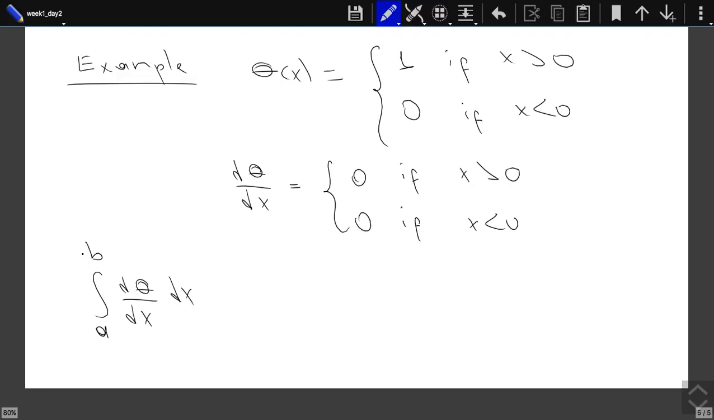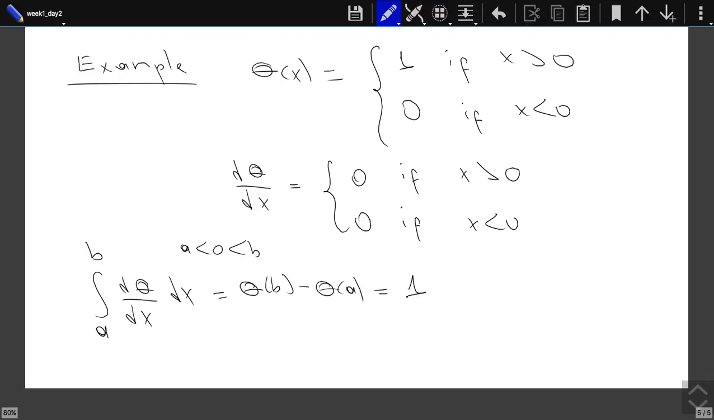Let's say from a to b, such that a is less than 0, less than b. Well, this is 0 almost everywhere except on a single point. But nevertheless, if we look at the value of that integral, this is theta of b minus theta of a. Well, theta of b is 1, theta of a is 0, so this is 1.